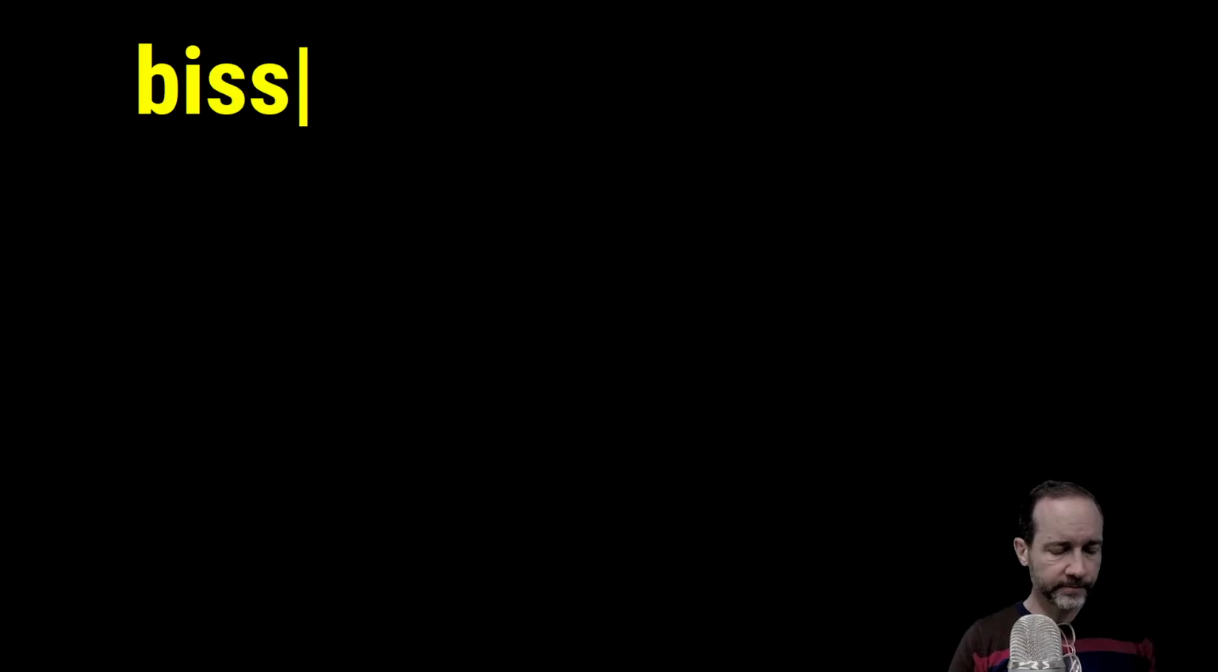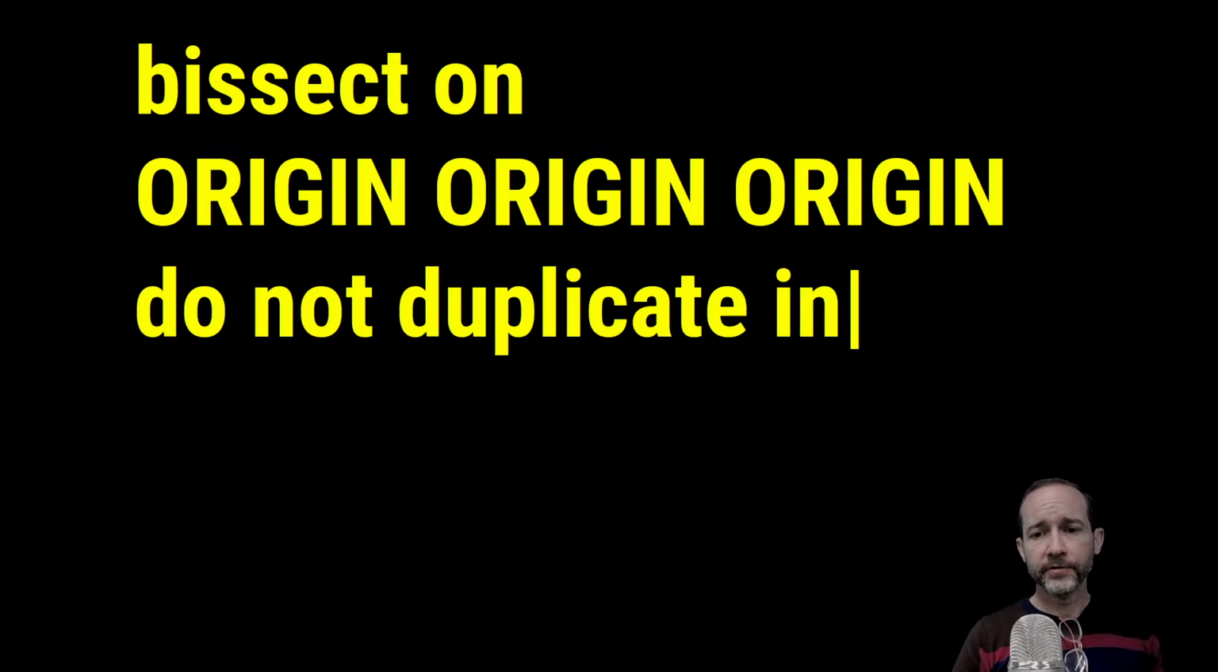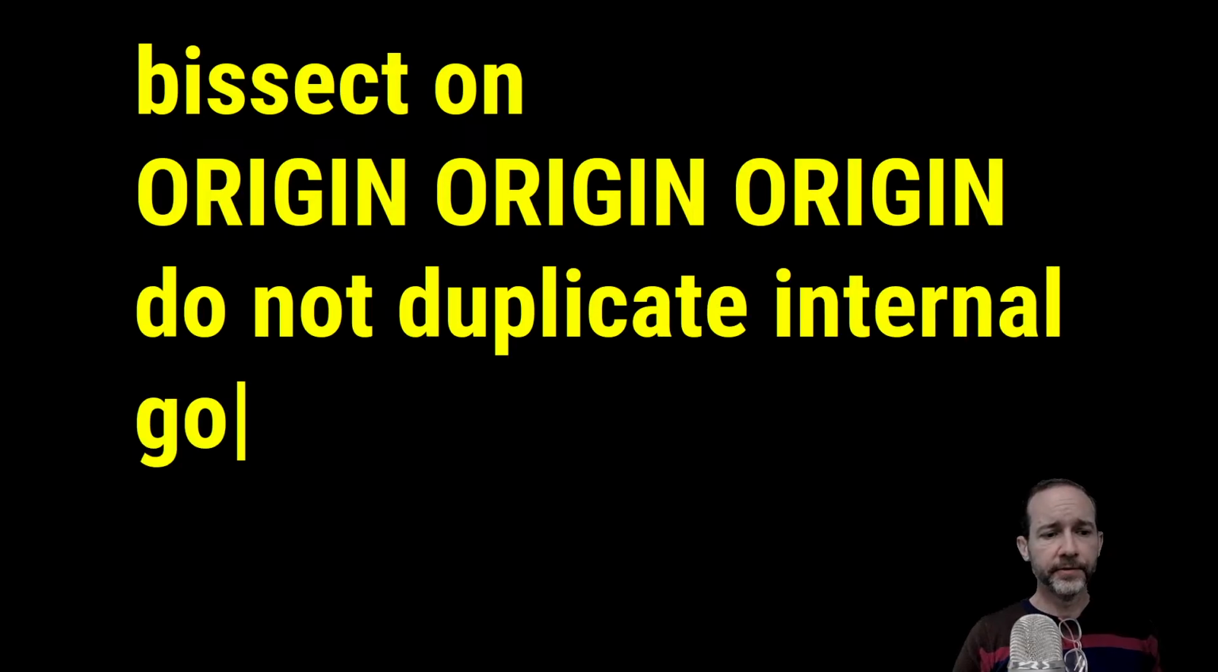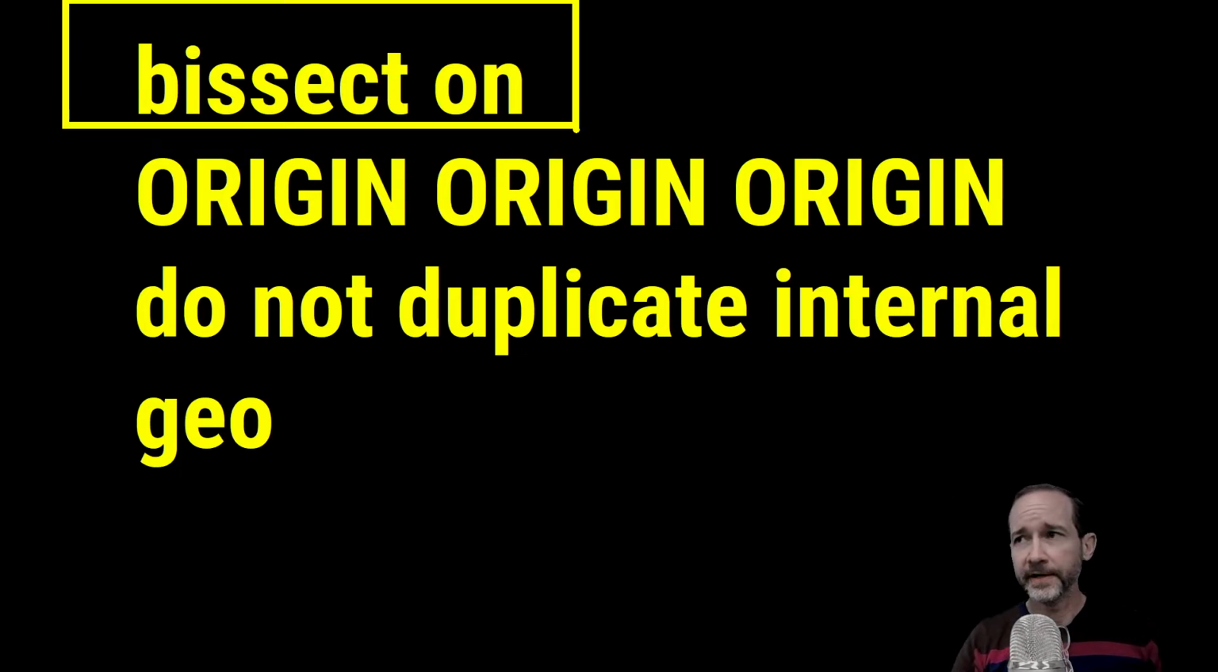So the main things here with the mirror modifier: bisect on would probably be my default, whatever axis it is that you're using. Also, origin, origin, origin, that's where we're flipping around. This is the part that makes it difficult for students to understand what's happening at the beginning. And we want to make sure that we do not duplicate internal geo. If you have bisect on, it usually helps with that.